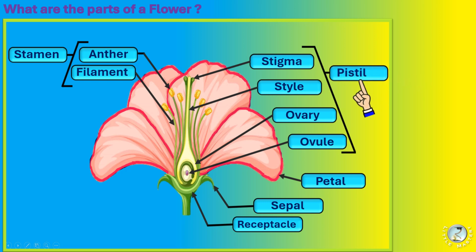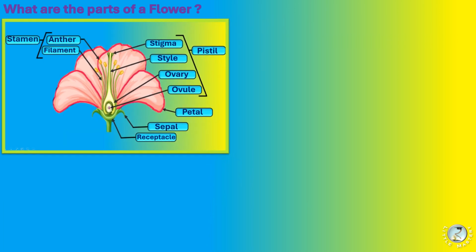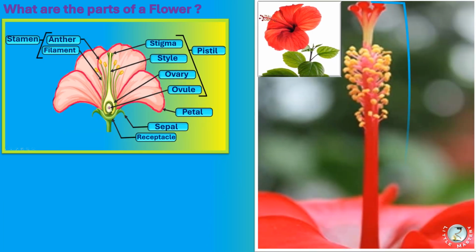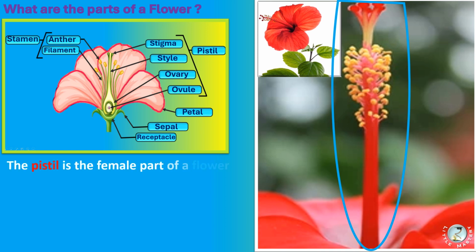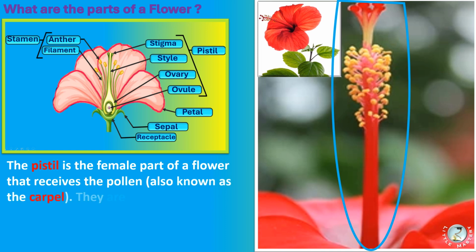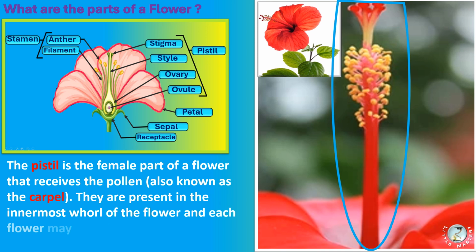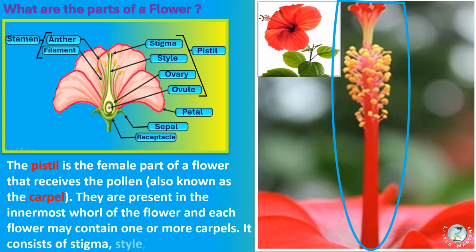Pistil. The pistil is the female part of a flower that receives the pollen, also known as the carpel. They are present in the innermost whorl of the flower, and each flower may contain one or more carpels. It consists of stigma, style, ovary, and ovules.